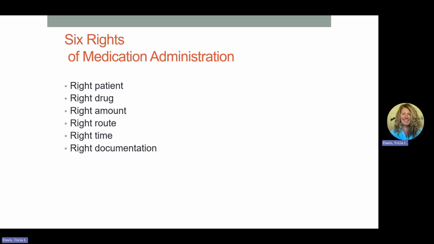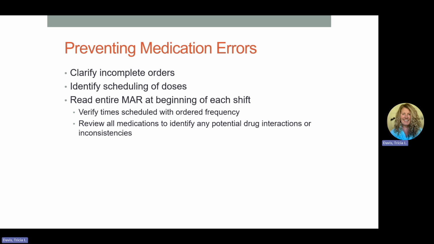So again, we need to know those 6 rights of medication administration: the right patient, the right drug, the right amount, the right route, the right time, the right documentation. If we do not see everything that we know is needed in that medication or drug order, it is our job to clarify it. We can't make assumptions. We can't try to decipher their handwriting. We can't say, oh, it must be this amount because this is how I commonly see it ordered. We have to stop. We have to get to that prescriber and make sure that we clarify any incomplete orders.